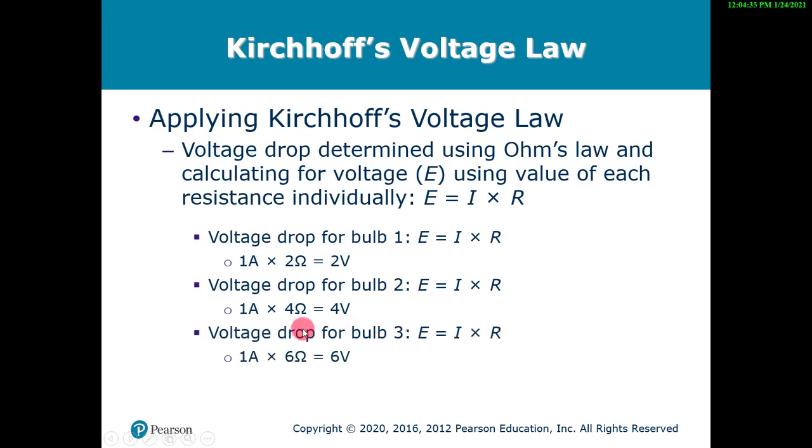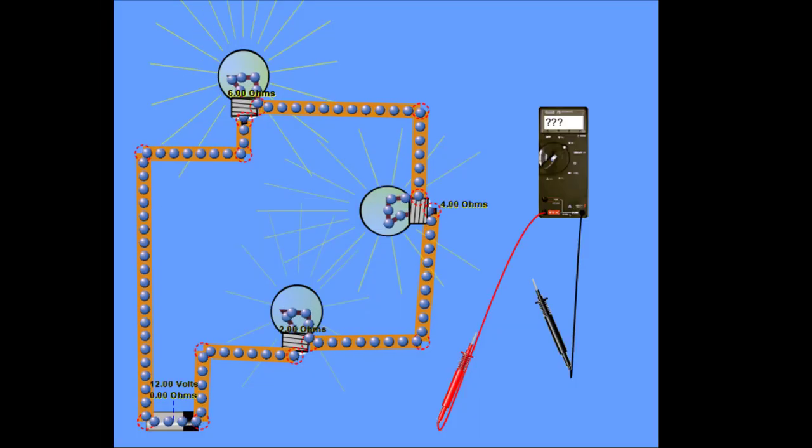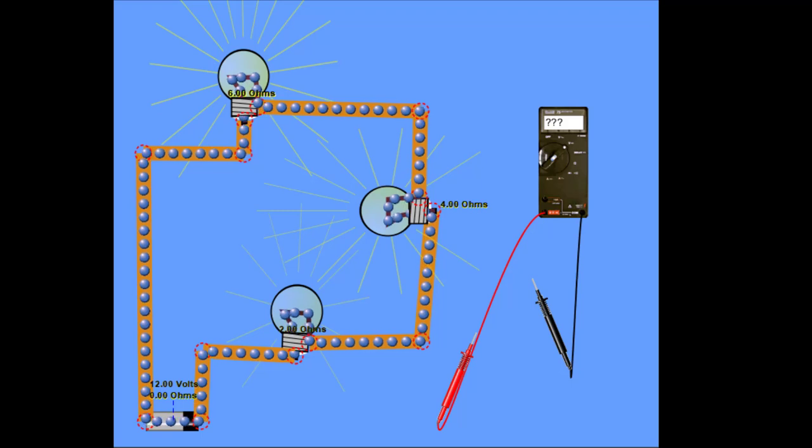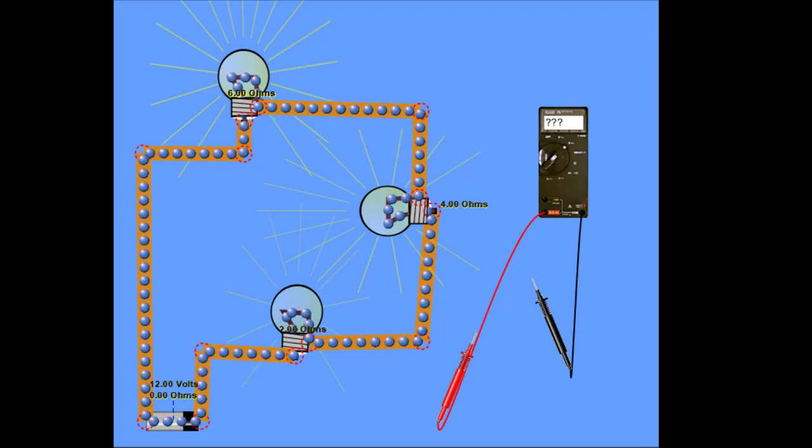Bulb 3, its resistance is 6 ohms. The amperage in the circuit is 1 amp. 6 times 1 is 6 volts. So it's a 6 volt drop. Before we move on, and we're going to talk about the circuit more, I wanted to take the math that we just covered and apply it using the circuit simulator.